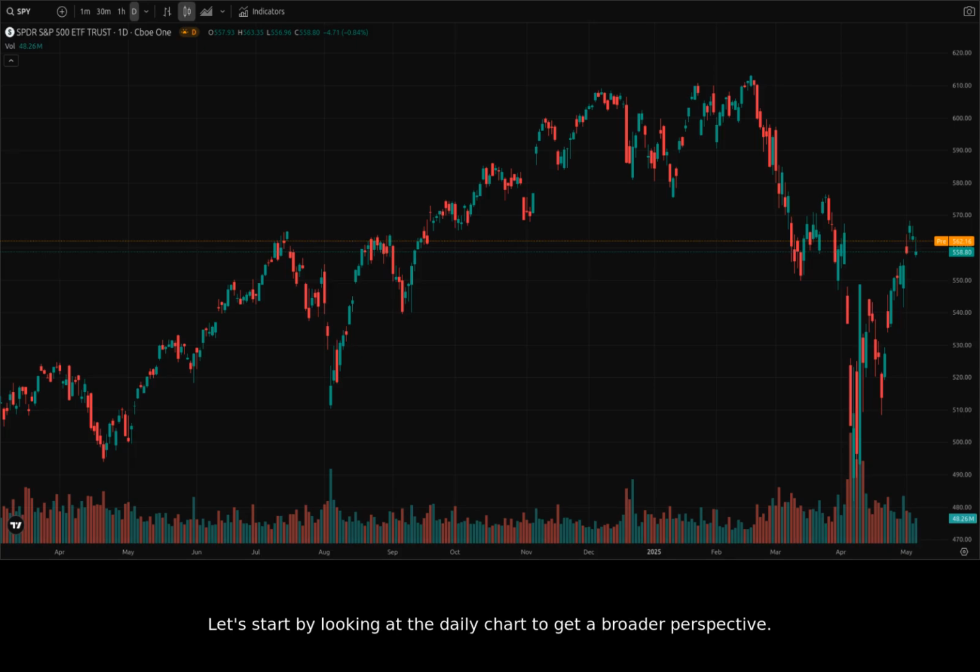Let's start by looking at the daily chart to get a broader perspective. On the one-day chart, we can observe the overall trend and key support and resistance levels. Notice the significant drop in early April, followed by a volatile recovery. Currently, SPY is hovering around the 558 level, which appears to be a short-term resistance. A break above 560 would be a bullish signal, potentially targeting the previous highs around 570. If we look further back, we can see 600 as another previous high.